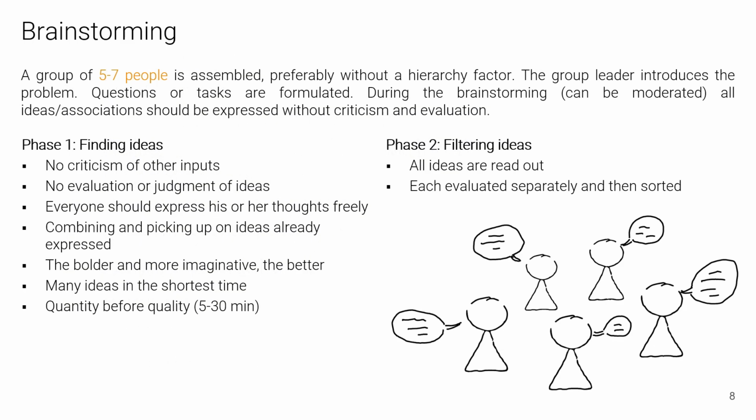The classic brainstorming takes place with 5 to 7 people. A moderator introduces the problem. There are 2 phases in brainstorming. In the first phase, everyone is allowed to express their ideas without contributions being criticized or evaluated. Ideas that have already been presented may also be combined or extended. The rule is quantity over quality, and the more creative the ideas, the better. Subsequently, the ideas are filtered. For this purpose, the ideas are presented in summary form, evaluated together, and then sorted.